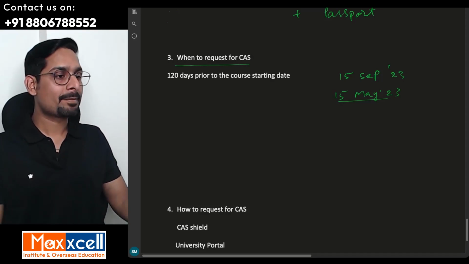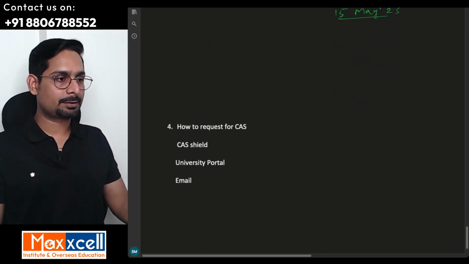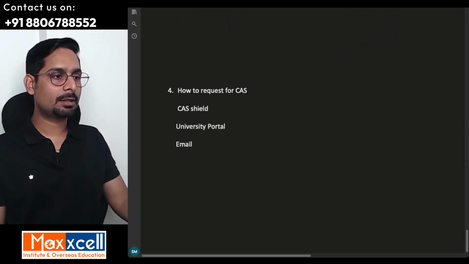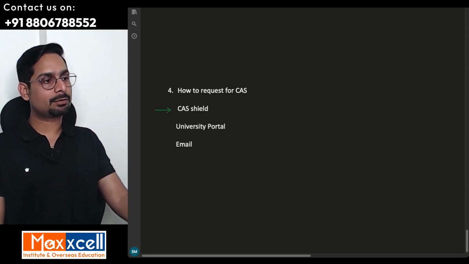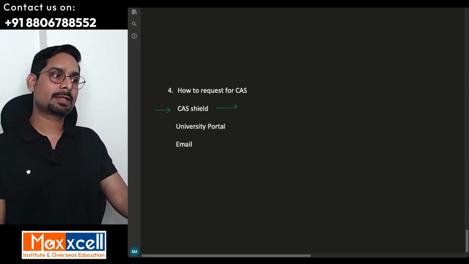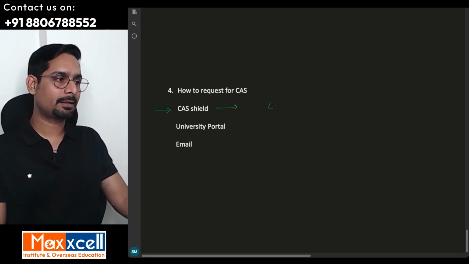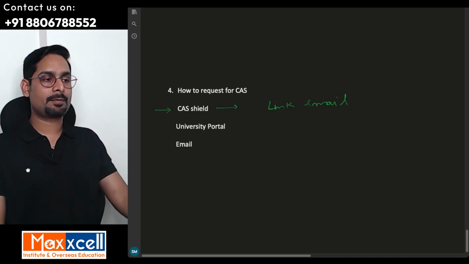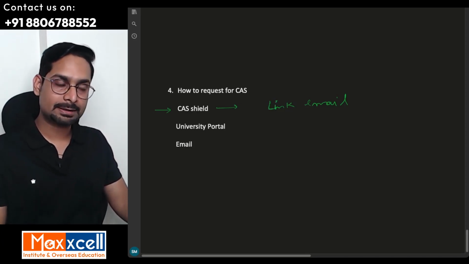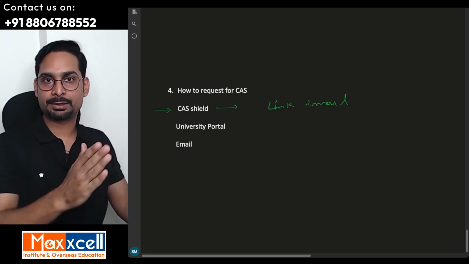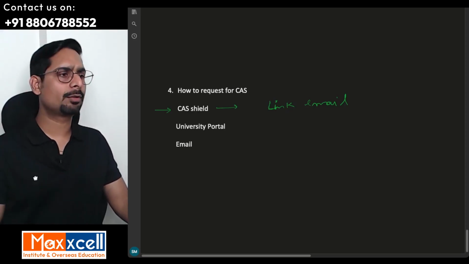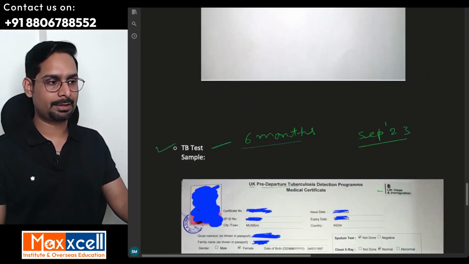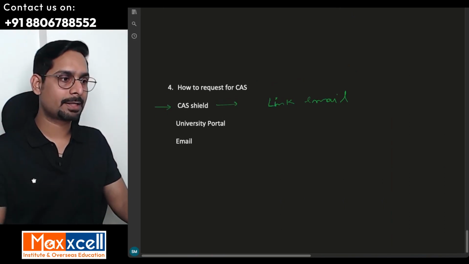How to request for CAS? There is a third-party application, CAS Shield. The university will send you the CAS Shield link by email. You need to create your login credentials on CAS Shield, and then follow the procedure mentioned there. More or less, they will ask for the documents to be submitted which we have already discussed.